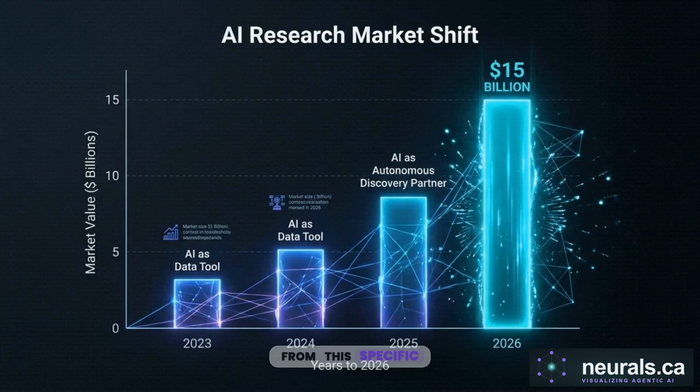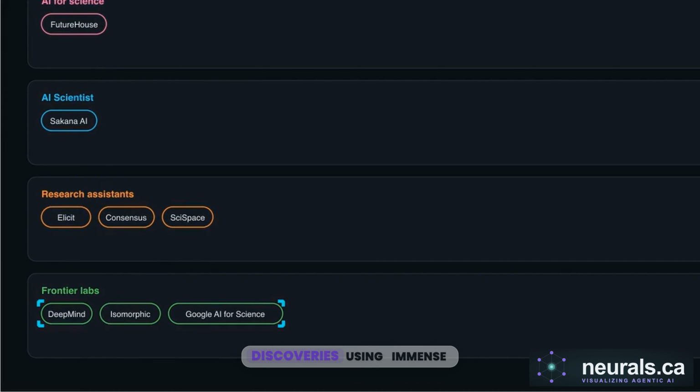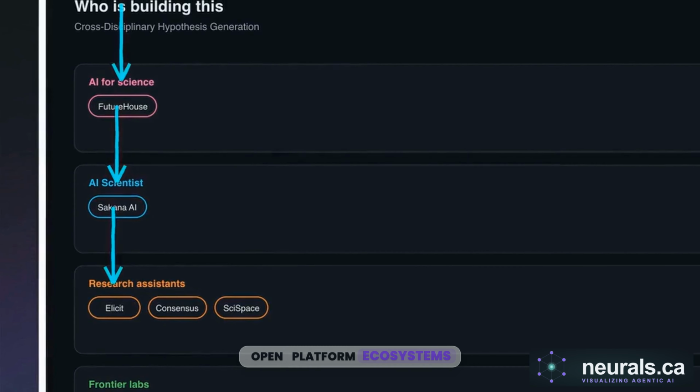Scaling out from this specific engineering problem, we're looking at a $15 billion shift in the AI research market by 2026. The landscape splits into two philosophies. At the base are massively integrated closed-loop frontier labs. These vertical systems brute force discoveries using immense foundation models trained on specialized biological data. Alternatively, the upper tiers feature open platform ecosystems from organizations like FutureHouse, Sakana AI, and Elicit.